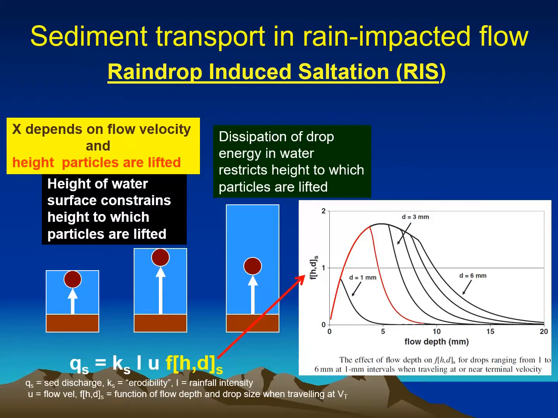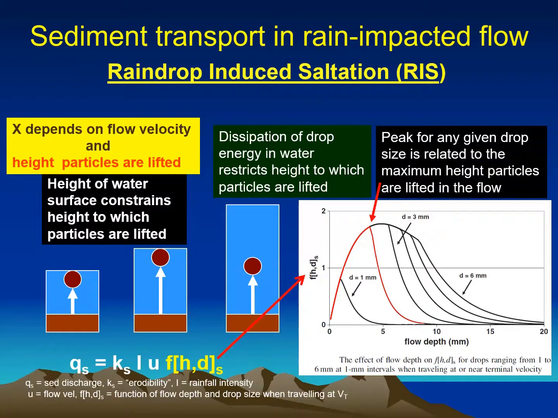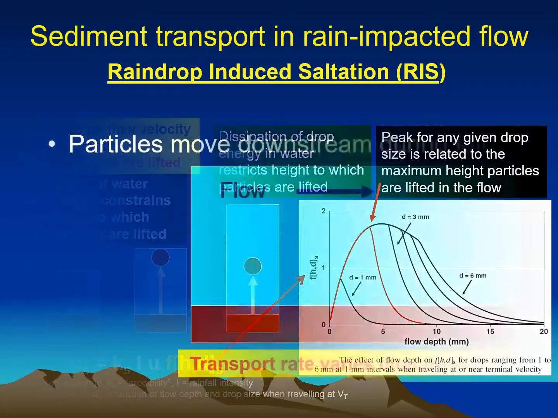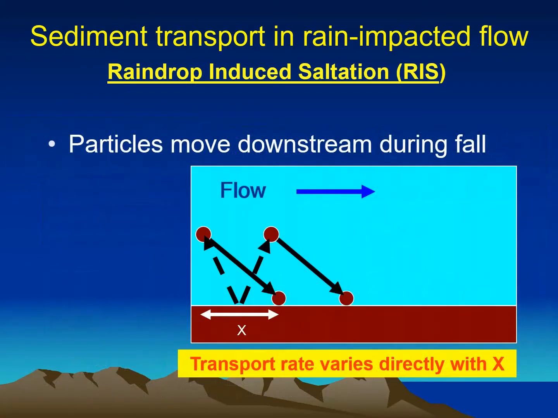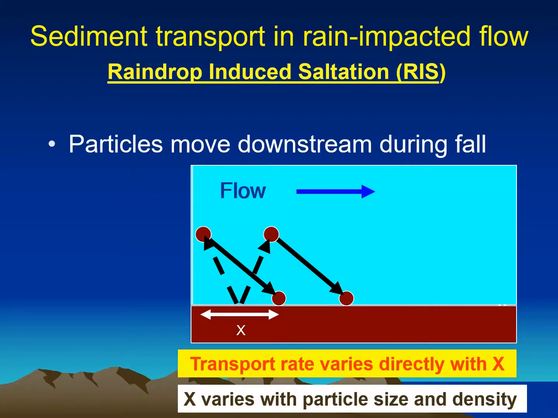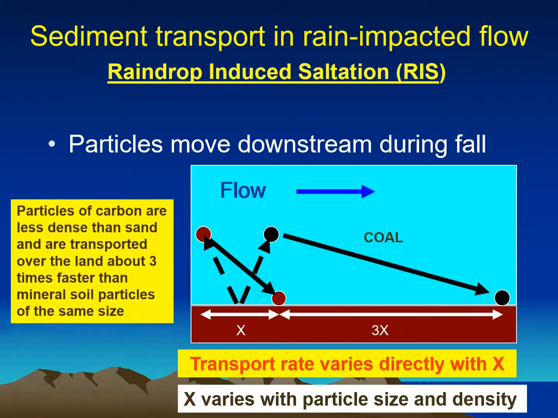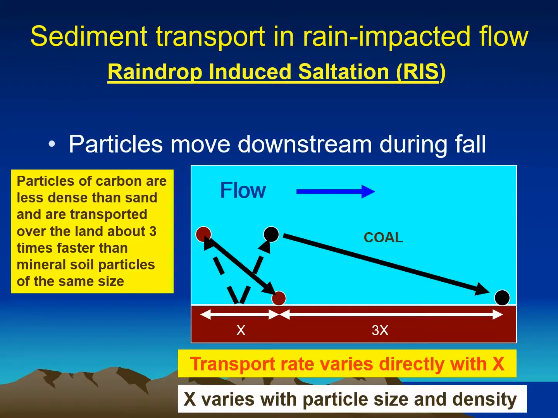That function is shown graphically in this graph, and the peak for any given drop size is related to the maximum height which the particles are lifted. As noted earlier, the transport rate varies directly with x, and x actually varies with particle size and density in addition to the height at which particles are lifted. Particles such as carbon are less dense than sand and consequently are transported at a faster rate than the mineral particles.